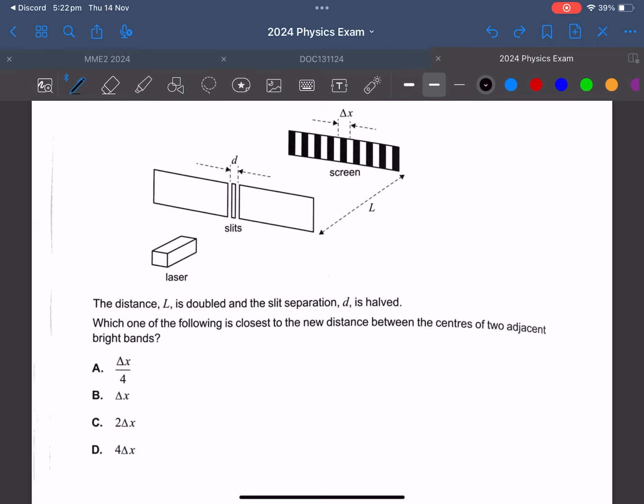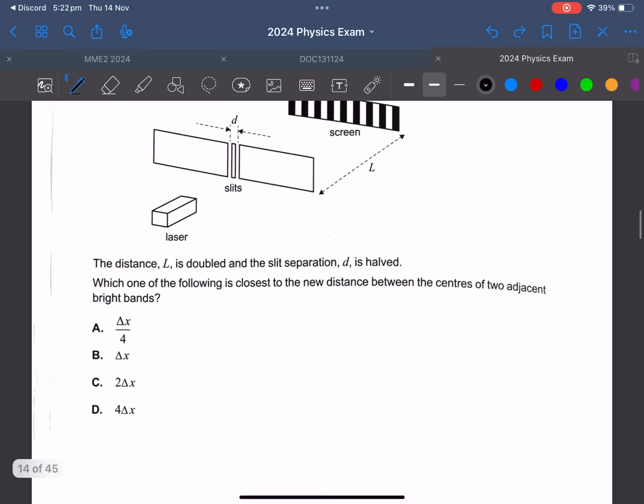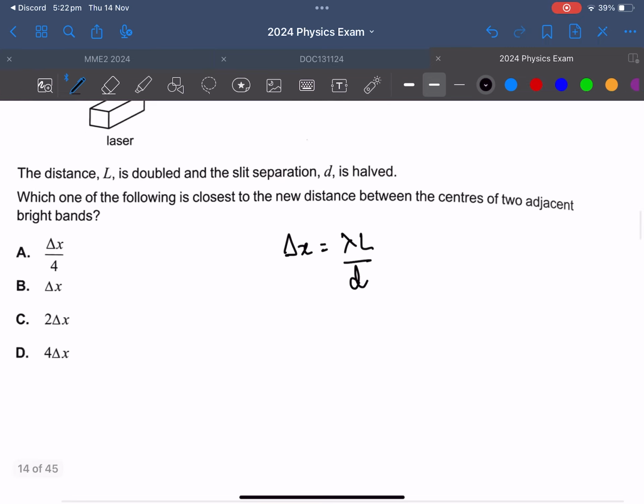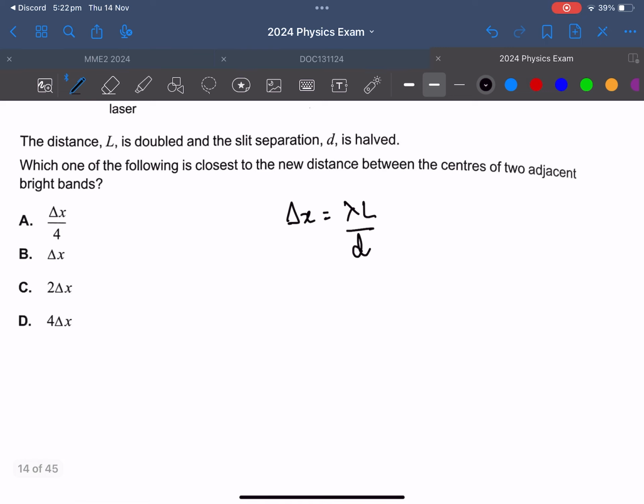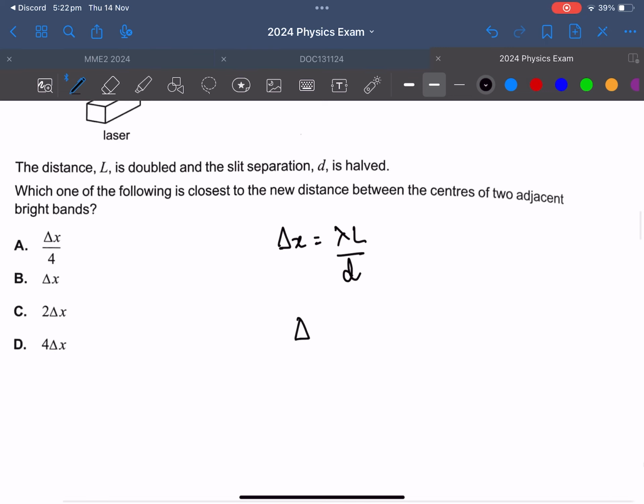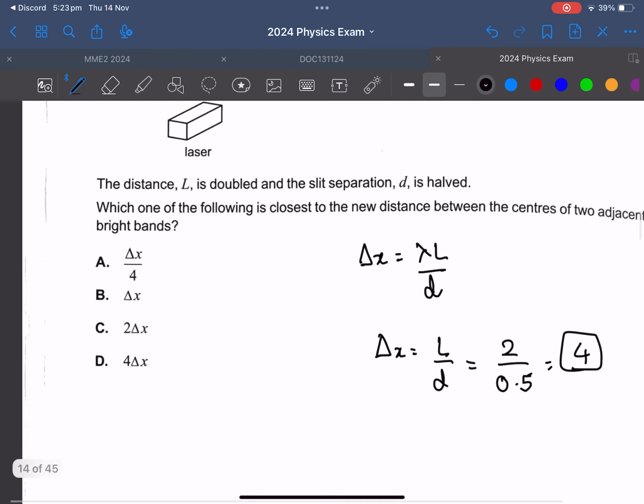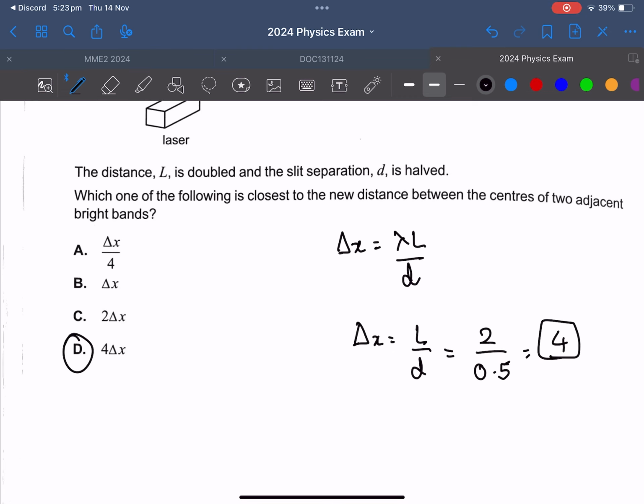Well, this is again just a proportionality based question. So delta X is equal to lambda L on D. Lambda just stays constant, so delta X is proportional to L on D. The distance is doubled, so we'll put 2, and D is halved, so we'll put 0.5, and that should give us 4 basically. So 4 delta X is the correct one. Okay, hopefully that makes sense.